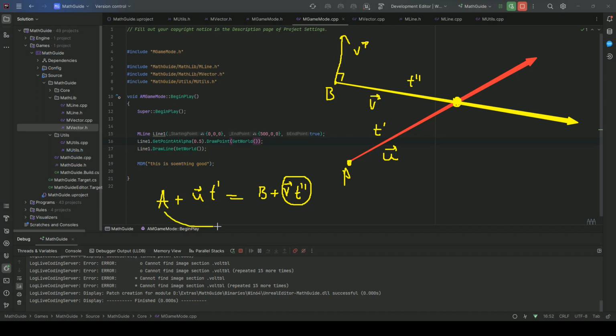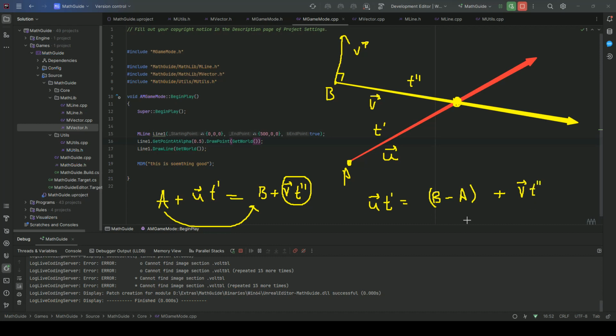So first, let's do one thing. I will move A from left to right. So it will be U T1 equals B minus A plus V vector into T2.